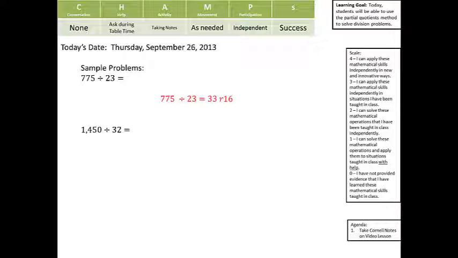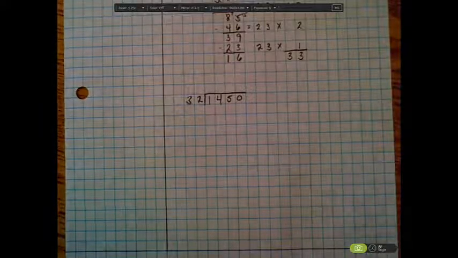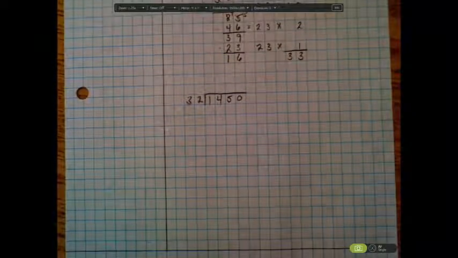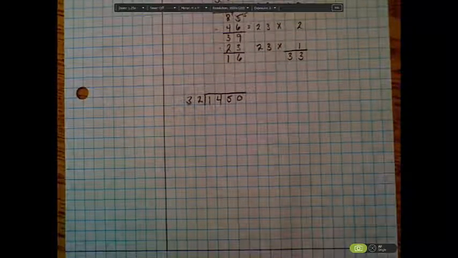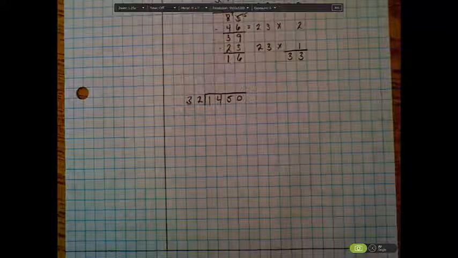So the sample problem we're going to do is 1,450 divided by 32. Okay, so we go ahead and write the problem down, 1,450 divided by 32. We're going to look for a multiple of 32 that we can subtract out of our dividend and see if we just work down and keep making our dividend smaller and smaller and smaller until it ends up being a remainder or it ends up being 0.